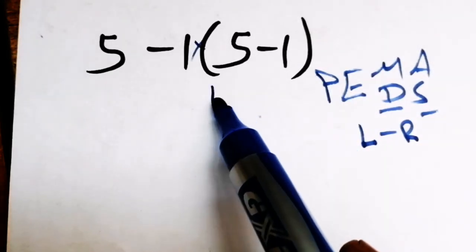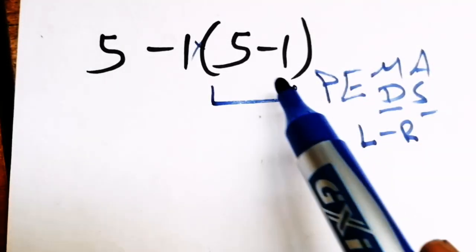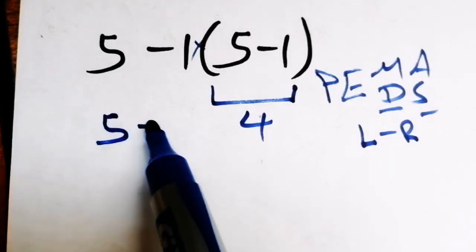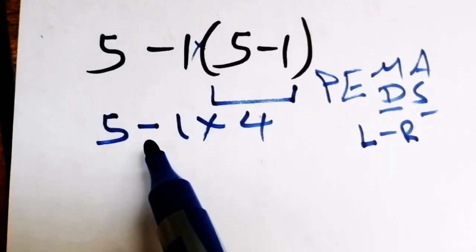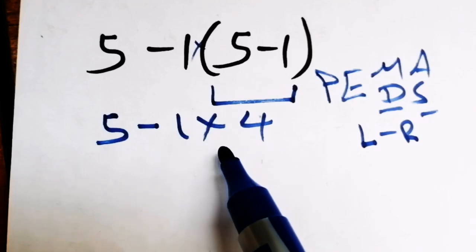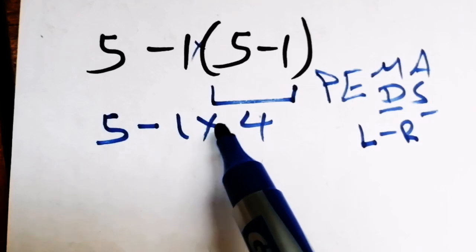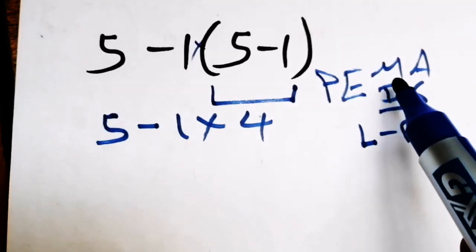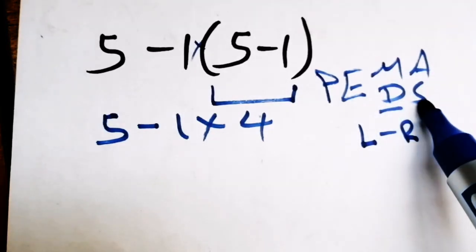Therefore according to PEMDAS, first we need to do this parenthesis, 5 minus 1 which equals 4, then 5 minus 1 times 4. Here there is one subtraction, one multiplication. Therefore multiplication has higher priority than this subtraction according to PEMDAS, because multiplication comes before subtraction.